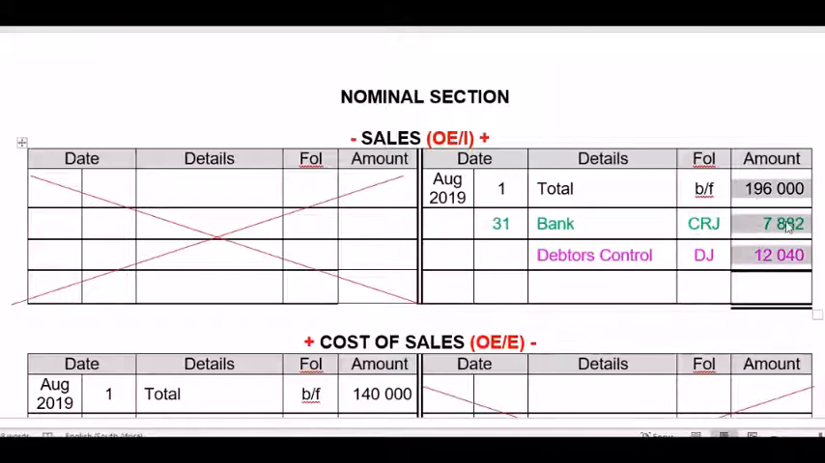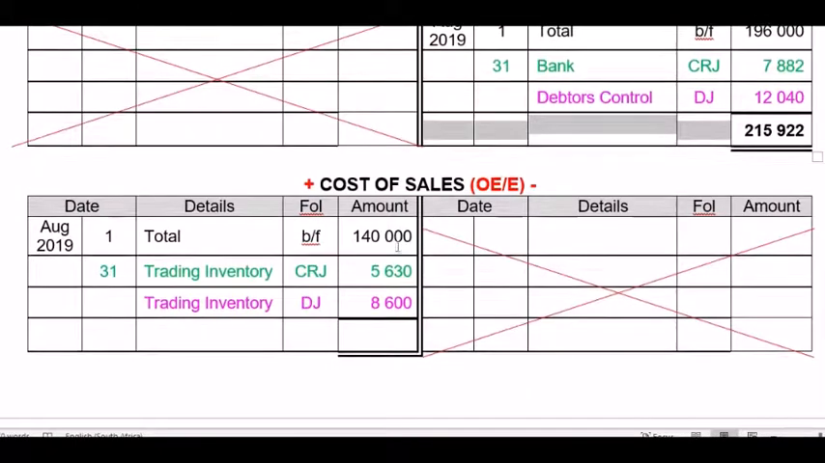Okay, these three values, you can just add them together and write the total in the double lines. Don't write anything fancy-smancy here. Don't waste your time. Okay, and the same with cost of sales. You can just add these three values together and write the total in the double lines.